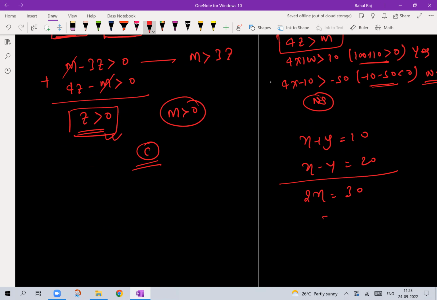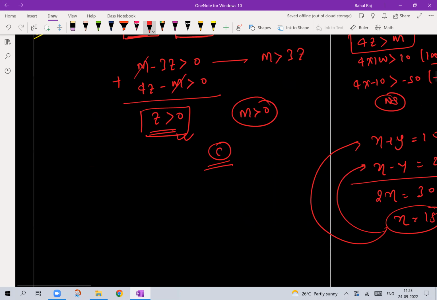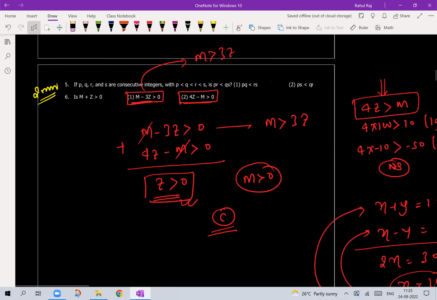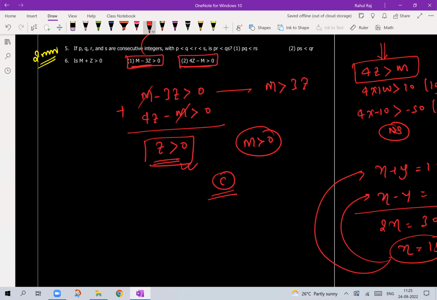2x is equal to 30, x is equal to 15. Now you put it here or here, you will eventually get the same value. Sir, can you just tell me, in the 4z greater than m, the second condition which you showed with the negative values? Can you go through that again?